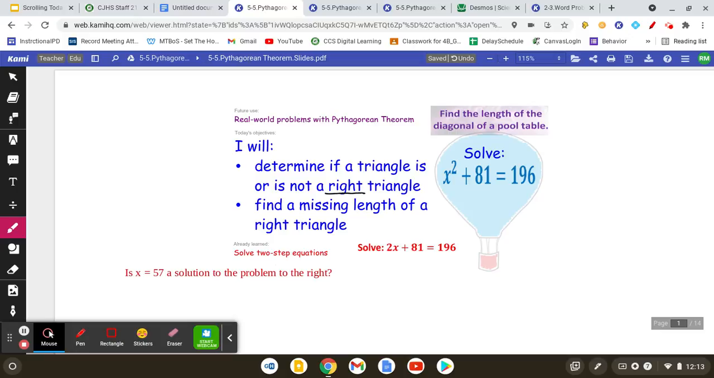If you look at the lettering in red, my question to you is, is x equals 57 a solution to the problem to the right? So what I would like you to do is go ahead on the back of your notes, figure out whether x equals 57 is a solution or not a solution to the problem to the right. So go ahead and pause the video, complete it on the back of your notes, and then resume the video when you're ready.